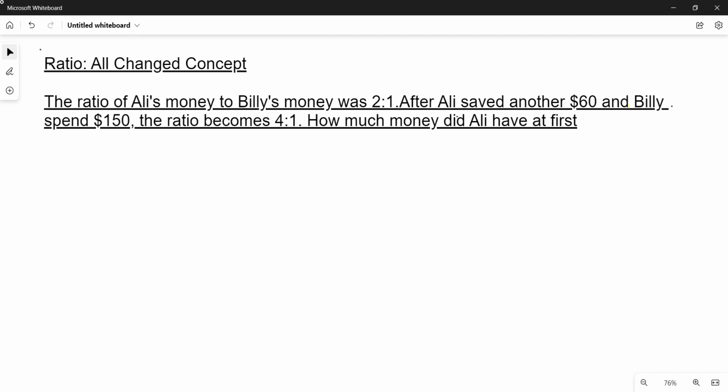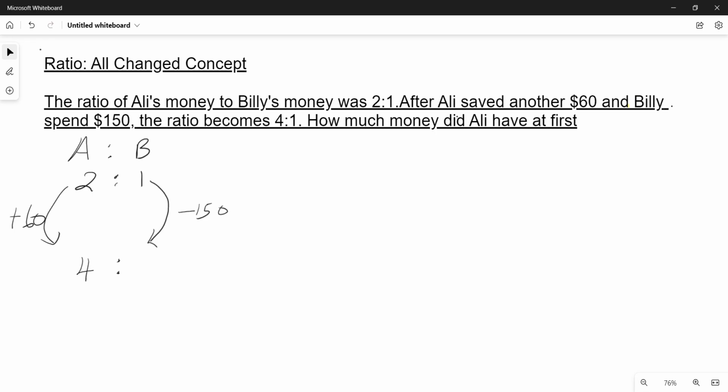The ratio of Ali's money to Billy's money is 2:1. So we're just going to write down the facts. A is to B is 2:1. After Ali saved another 60, so that is a positive, so we plus, okay, to his savings, and Billy spent 150, so that will actually negate his savings, so it's minus 150, and the final ratio becomes 4:1.